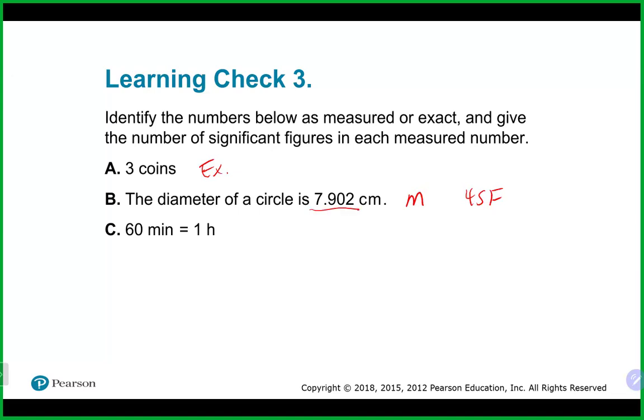And 1 hour is 60 minutes would be an exact, right? Again, that's going to be an equality, and that is just a metric to metric, time to time, sort of conversion.